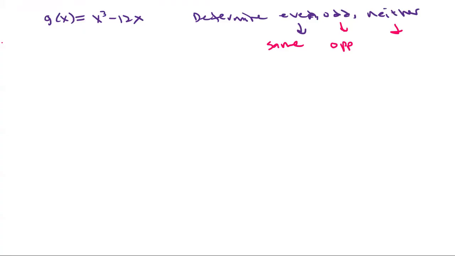All right. So again, the first thing we need to do here is plug in negative x. So we have g of negative x equals negative x to the third minus 12 times negative x. That is the first thing we need to do.